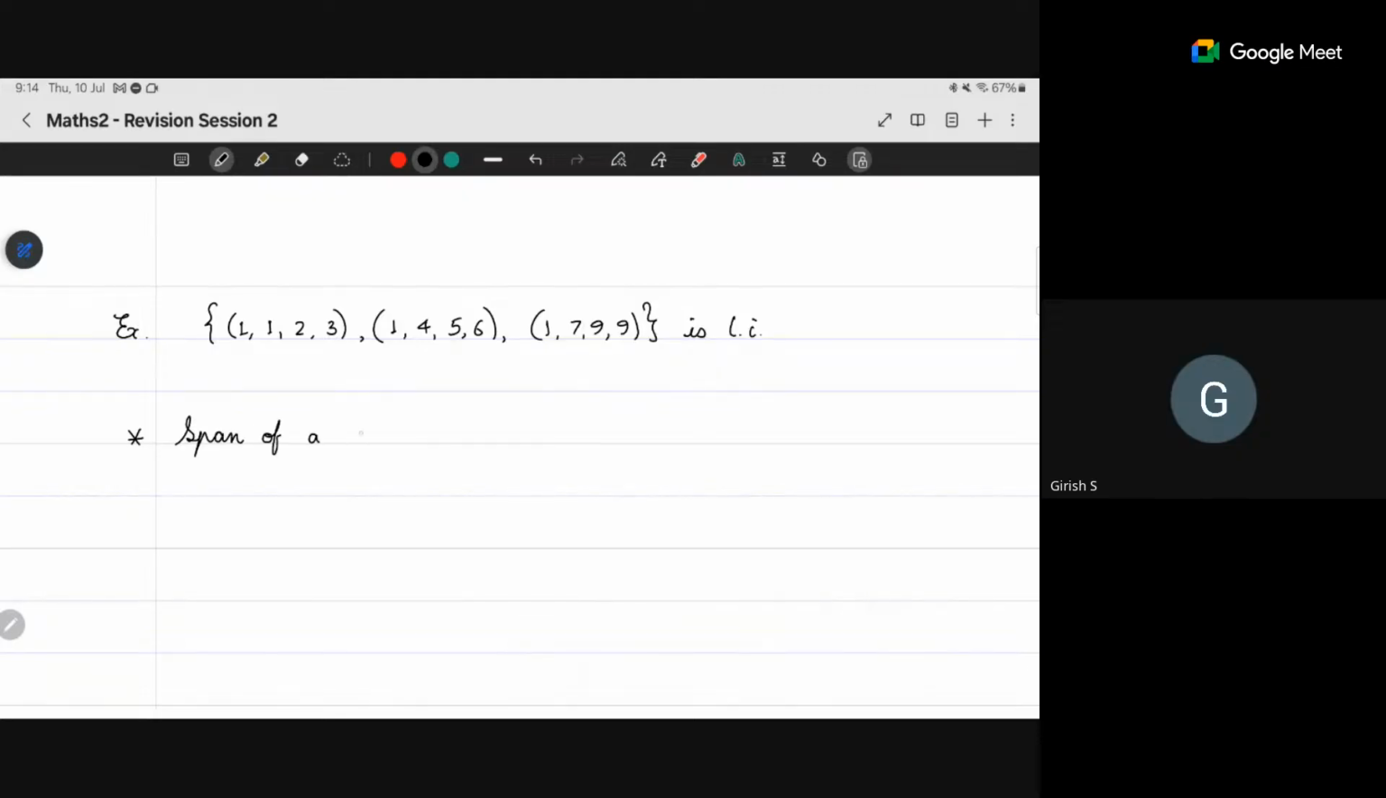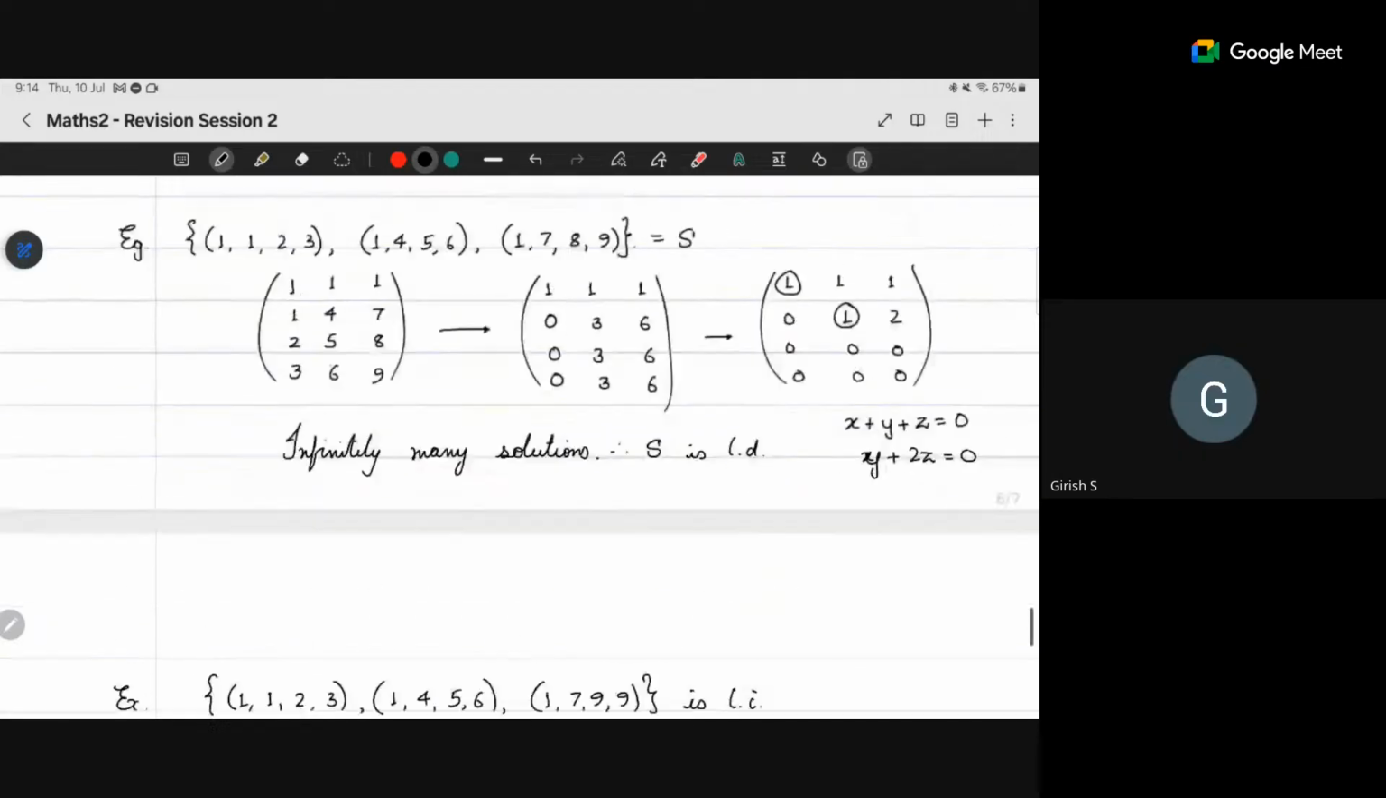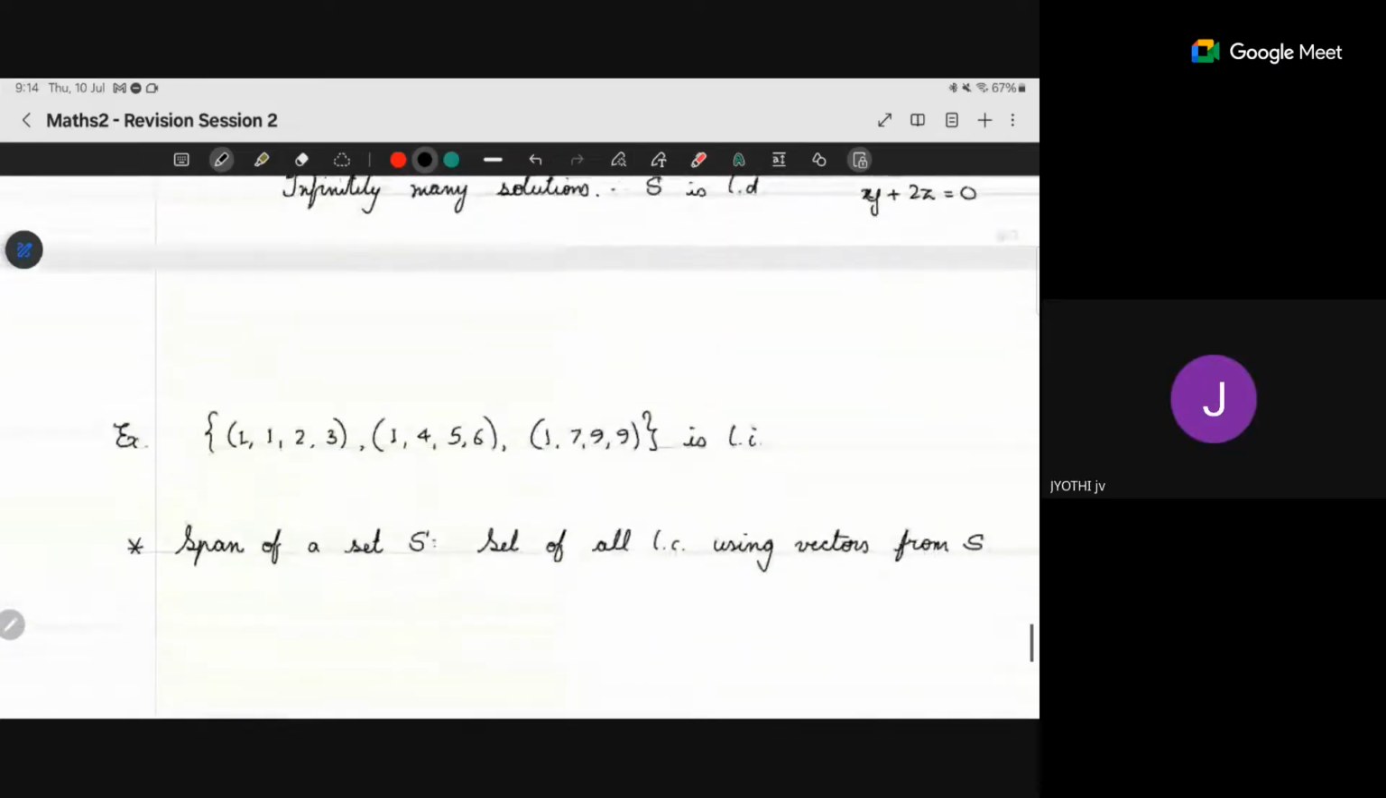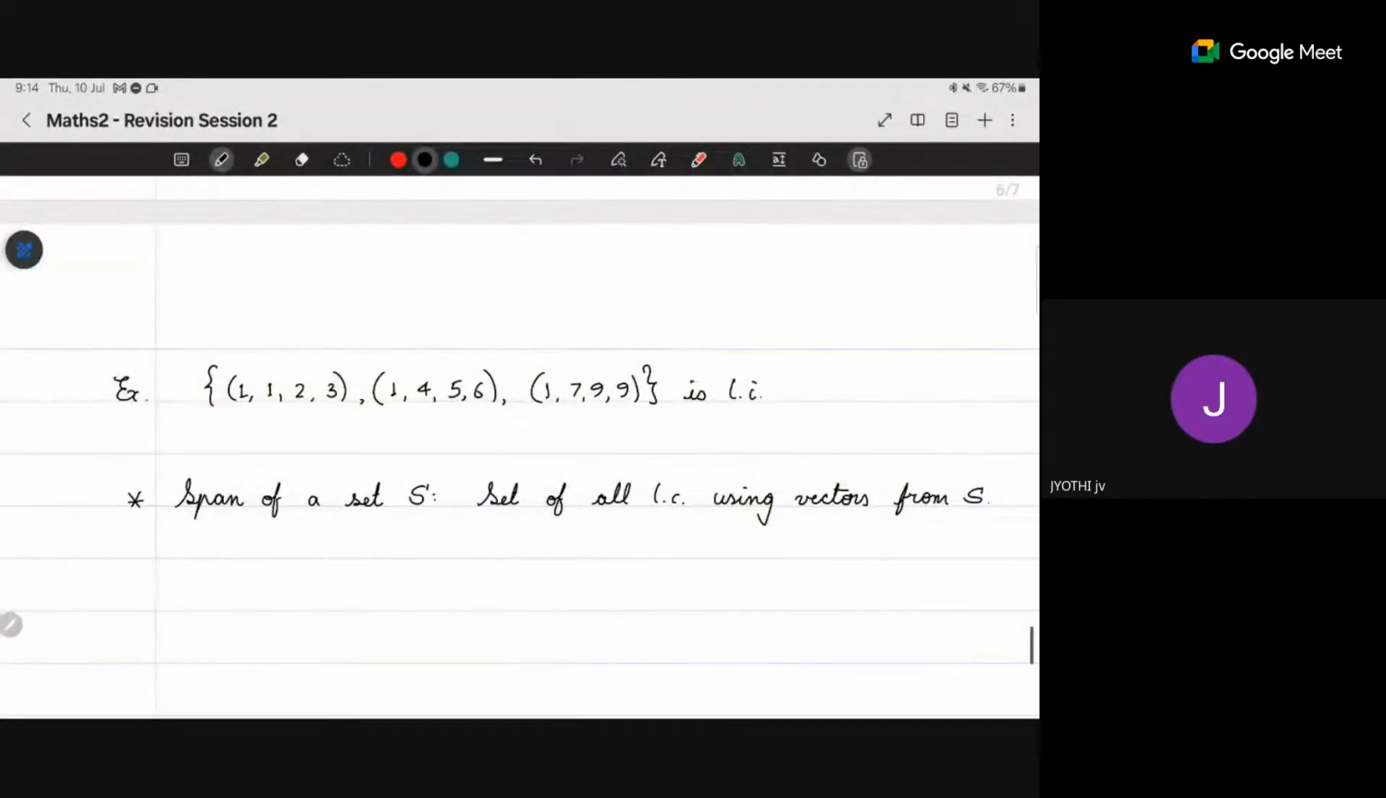let's talk about span. Span of a set is the set of all linear combinations using vectors from S. So just like we were doing over here. So it includes linearly independent and linearly dependent sets, right?